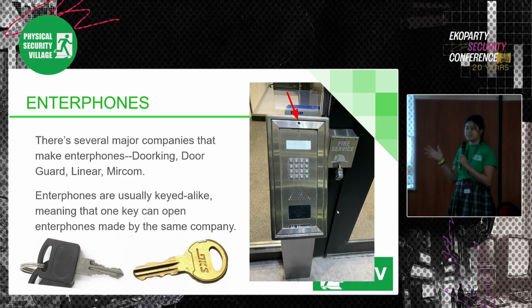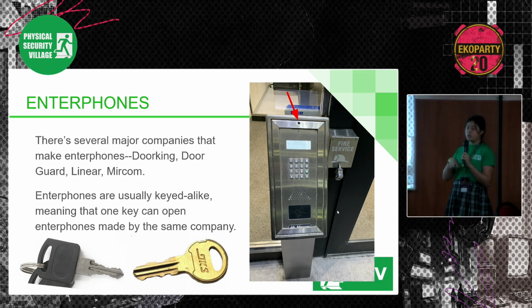DoorKing is kind of a new exception to that because they found out everyone was going out and buying the 1 key that opened all their Enterphones. So they made 3 more so that it's harder to guess which one. So everyone went out and bought 3 more keys, and now they have the same problem.